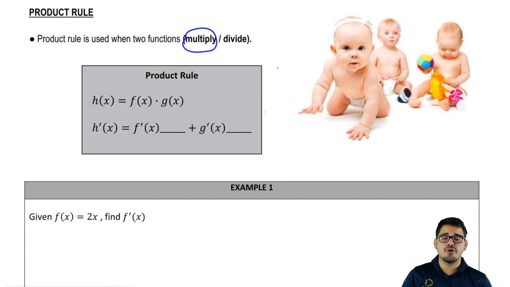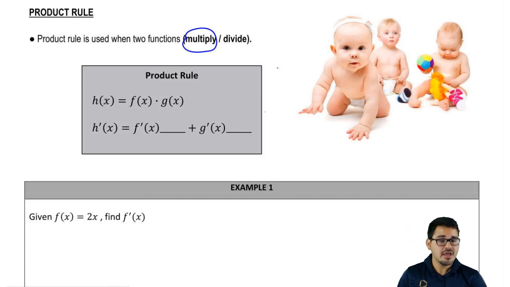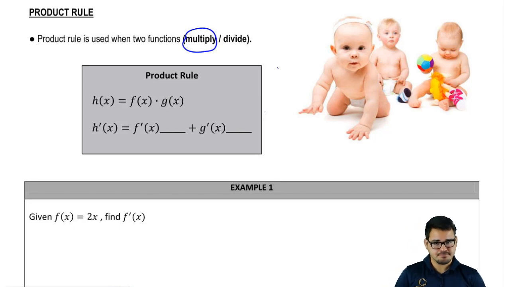So if you guys remember, we had properties for addition and subtraction, which when we had two functions adding or subtracting, we would just take the derivatives and add them or subtract them individually. But we never had anything for products or for multiplication, right? So in this case, this is what we use when we have two different functions multiplying.